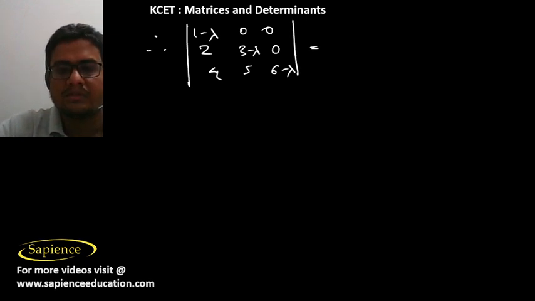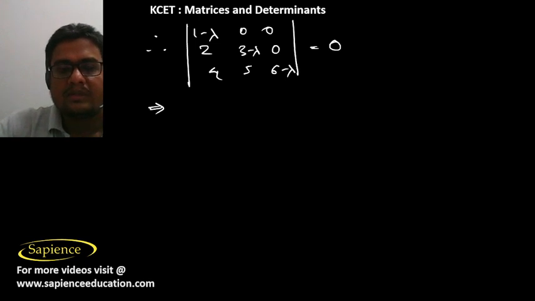Therefore, the determinant of 1 minus lambda 0 0, then 2, 3 minus lambda, 0, then 4, 5 and 6 minus lambda. So this determinant should be equal to 0.